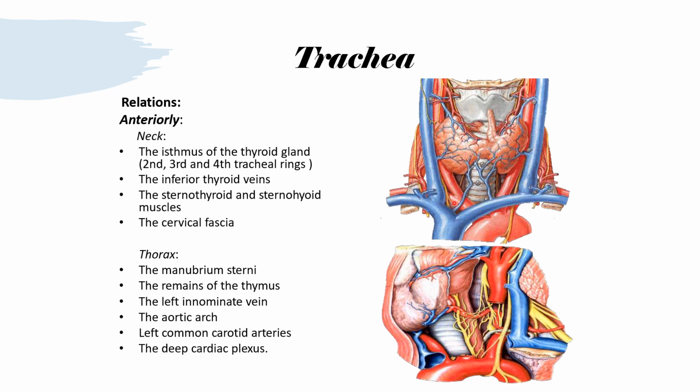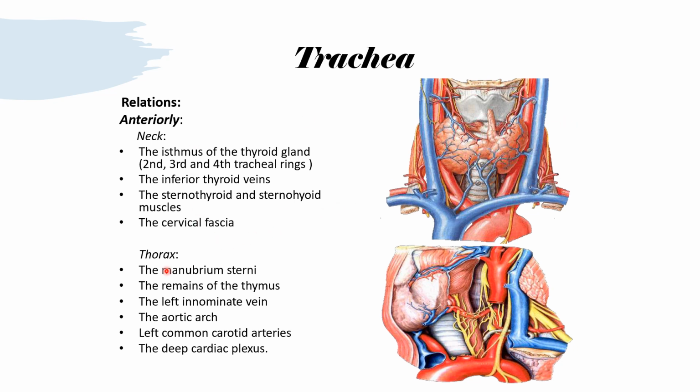As you already know, we discussed in the head and neck, the sternothyroid and sternohyoid, these are the strap muscles which are located in the neck. They lie anterior to the trachea, and also the cervical fascia, which is the anterior relation of the trachea in the neck.